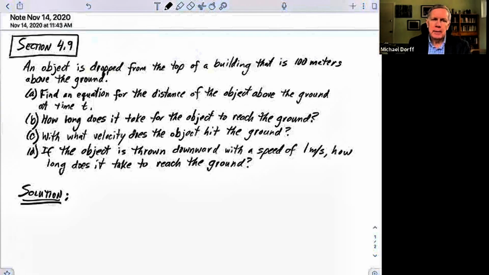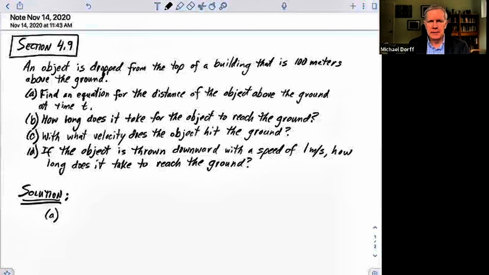We're now going to look at a problem from section 4.9. In this problem, we have an object that's dropped from the top of a building that's 100 meters above the ground. And we're supposed to find various information related to the questions they ask us. These are given in parts A, B, C, and D, and we're going to do each part one at a time. So we'll start off with part A.